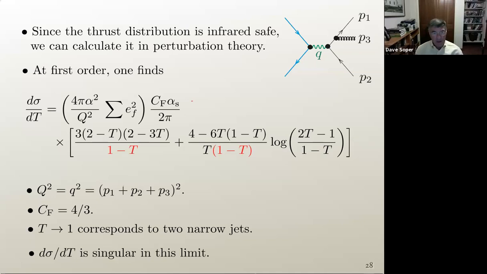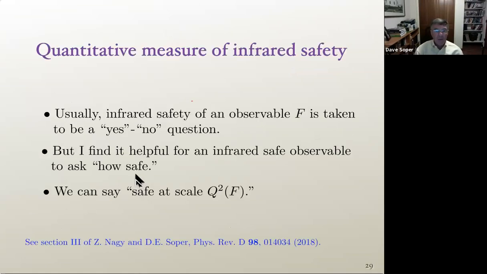So what you'll notice is that it's singular as t goes to 1. And I put in a Q here. Q is just the total momentum of the event. And C_F is a color factor, 4/3. So d sigma dt is singular for thrust goes to 1. That's perhaps not a surprise. And nevertheless, I claim that the thrust distribution is infrared safe. So let's just talk about that a little bit.